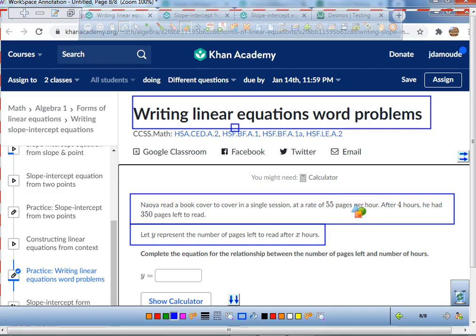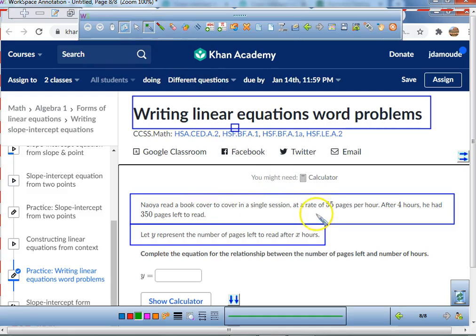All right, I'm probably going to butcher this person's name, so if your name actually is this name, I apologize. I'm just going to pronounce it as Naoya. Naya? Naoya? I don't know. Apparently he read a book. There we go, butchered it again. Read a book cover to cover in a single session at a rate.